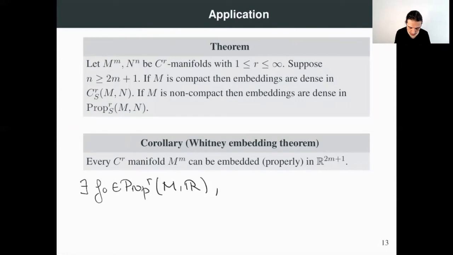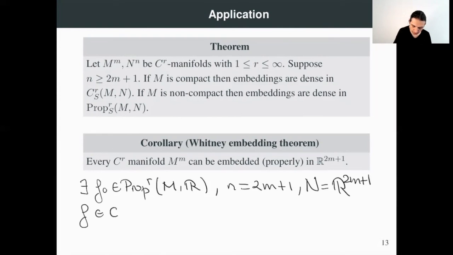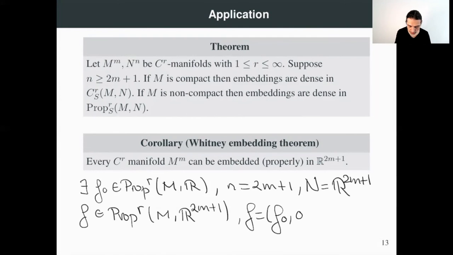okay? So we consider n equal to 2m plus 1 and the manifold big N equal to R^(2m+1). And the map f, which is going to be a C^r proper map from M to R^(2m+1), whose first component is f_0 and the others can be anything, for instance, 0, right? This map is still proper. And so the theorem says that there exists an embedding as close as we want to f in the strong topology.